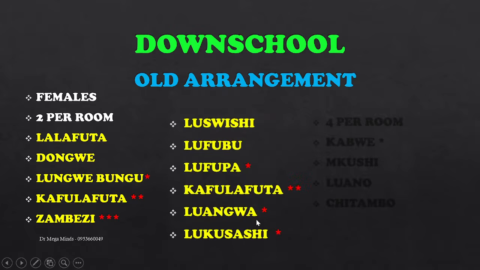So we can quickly run through other ones. We have Luswishi, Lufugu, Lufupa, Kaflafuta, Luangwa, Lukusashi. And by the way, you don't have to know all these. Although I managed to remember each and every hostel, just that I used to move around down school a lot. After like a year you'll be able to know most of them.